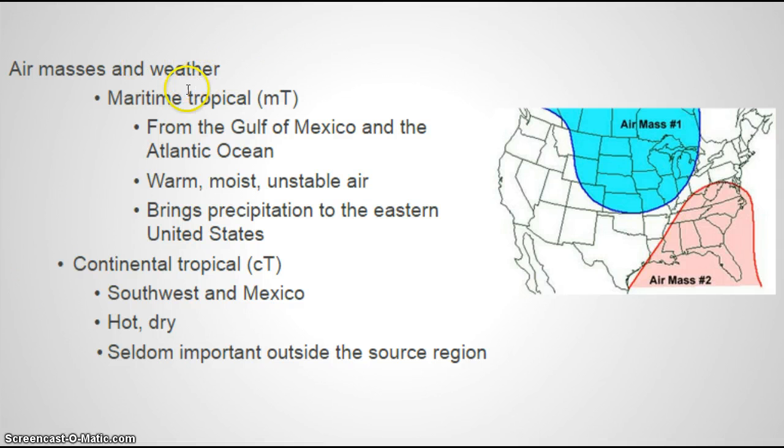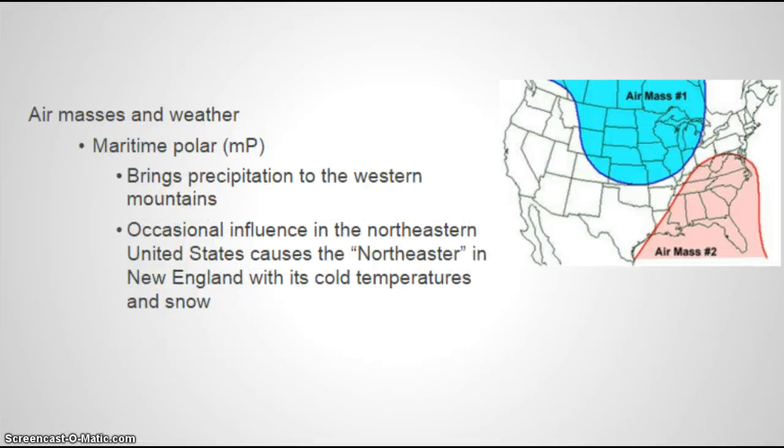So let's take a look at maritime tropical. These are from the Gulf of Mexico and the Atlantic Ocean. These are warm, moist, unstable air. They bring precipitation to the eastern parts of the U.S. Continental tropical are from the southwest and Mexico. These are hot and very dry, right? Continental tells me it's dry. These are seldom important outside of the source region, just that area, right? That's almost a desert region there.